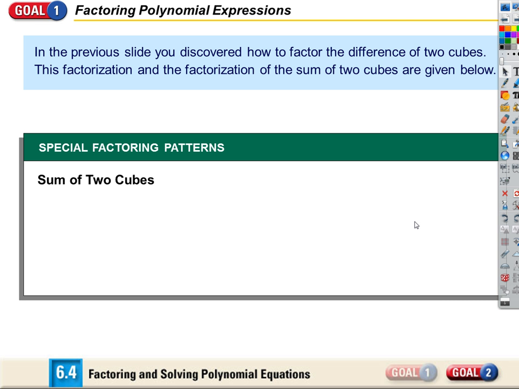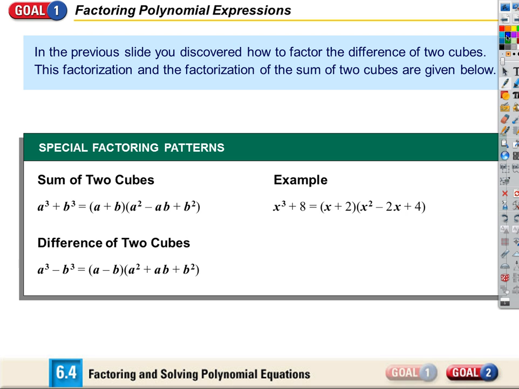Yeah. What if that number isn't a cube? If it's not a cube, then it doesn't factor conveniently. It's a great question. There is a way, of course, you could do it. Like, what would I do, for example?